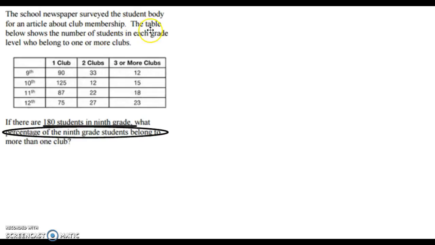So let's take a look at the actual situation. In this actual situation, we have 180 students in 9th grade, but we don't have 180 students that responded to the survey. Looks like it's 90 plus 12 is 102, plus 33 is 135 students that responded to the survey. So 135 students. And of those 135 students, we have 33 that belong to 2 clubs, and 12 that belong to 3 or more clubs. So 33 and 12 is, looks like, 45. So 45 out of the 135 students that were surveyed belong to more than one club.